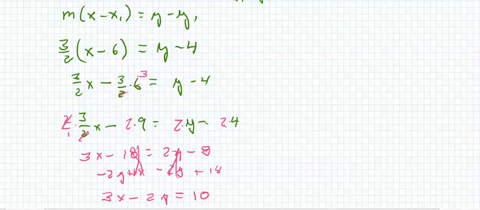Let's see, 18 minus 8 is 10. Slope is 3/2. Yep.